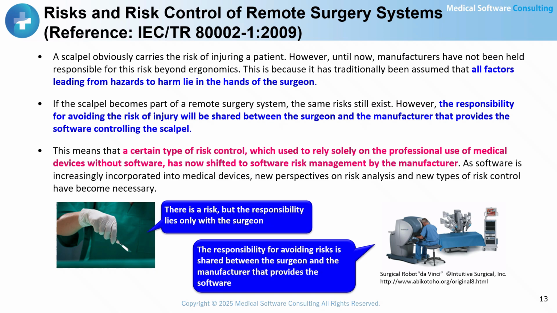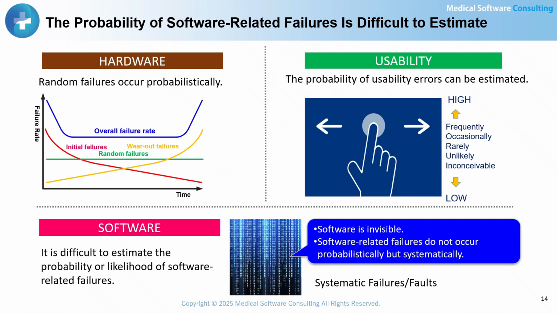This means that a certain type of risk control, which in the past depended solely on the professional use of the device without software, has now shifted to software risk management by the manufacturer. In short, as software has become an integral part of medical devices, we need new perspectives on risk analysis and new forms of risk control to ensure safety. In risk analysis, it is necessary to estimate both the probability that a hazardous situation will occur and the probability that this hazardous situation will lead to harm.